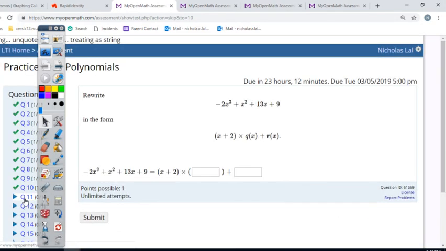Question 11. Rewrite negative 2x cubed plus x squared plus 13x plus 9 in the form x plus 2 times q of x plus r of x. So I just need to find the quotient and the remainder by doing polynomial long division. So I just need to divide negative 2x cubed plus x squared plus 13x plus 9 by x plus 2.